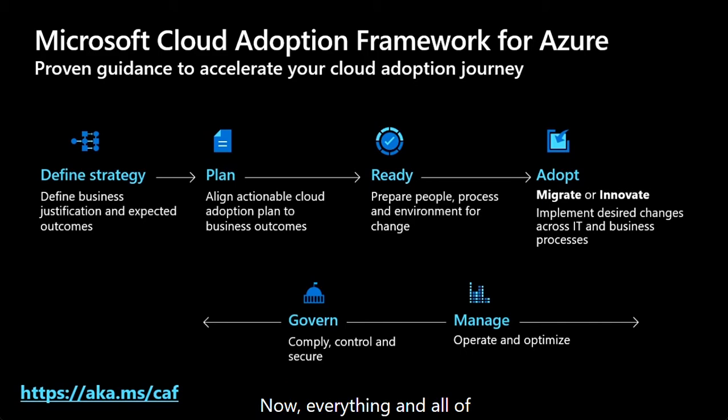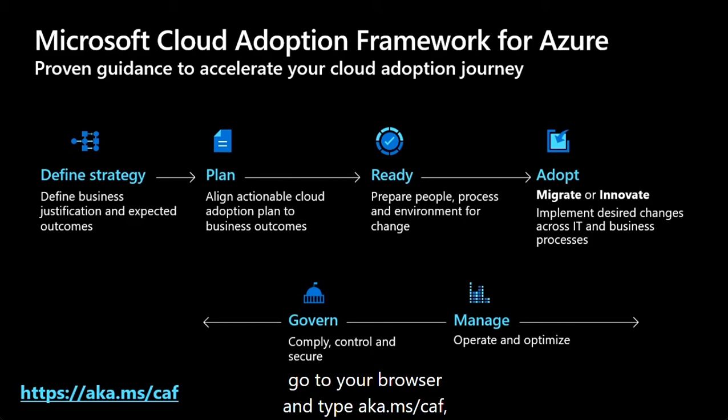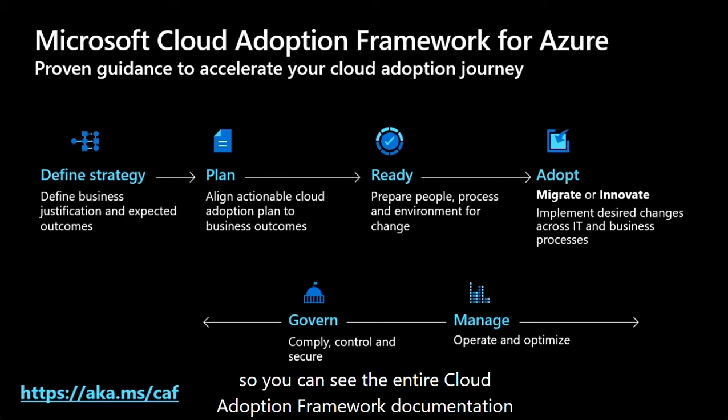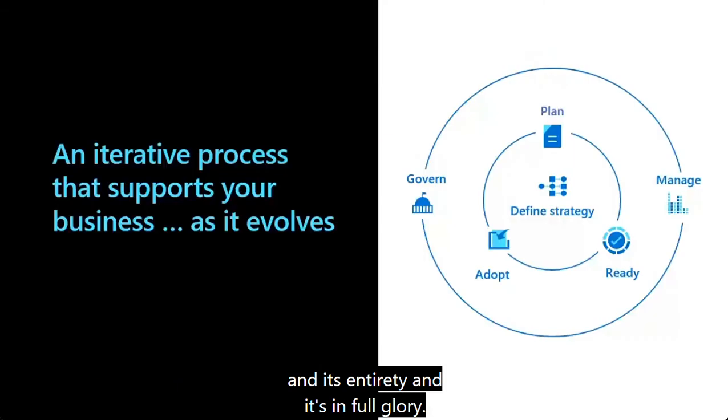Now, all of the tools and all of the guidance, Microsoft has documented comprehensively and made available for free for everyone. And you can access this in the URL on the lower left-hand side, aka.ms/CAF. That stands for Cloud Adoption Framework. So you can click on this URL, or you can just go to your browser and type in aka.ms/CAF, so you can see the entire Cloud Adoption Framework documentation in its entirety and in full glory.